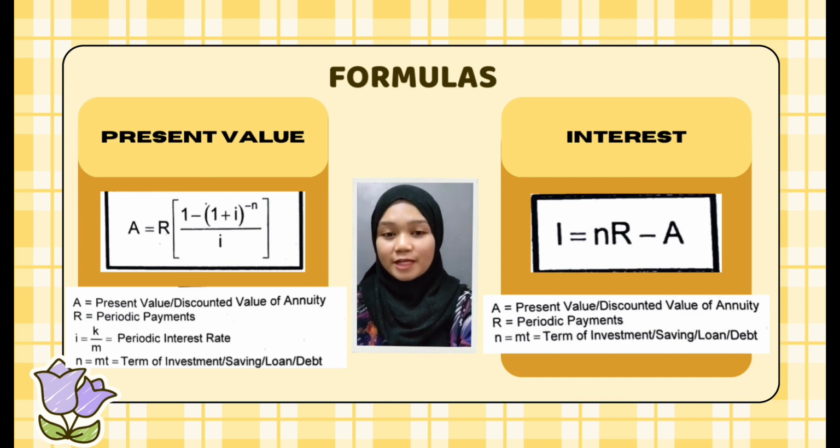N is the term of investment. This is the total number of payment periods. So basically, this formula helps us calculate A, the awesome annuity value, given our regular payment, interest rate, and how long the payments last. It's like figuring out how much your future treasure chest is worth right now. Simple, right?